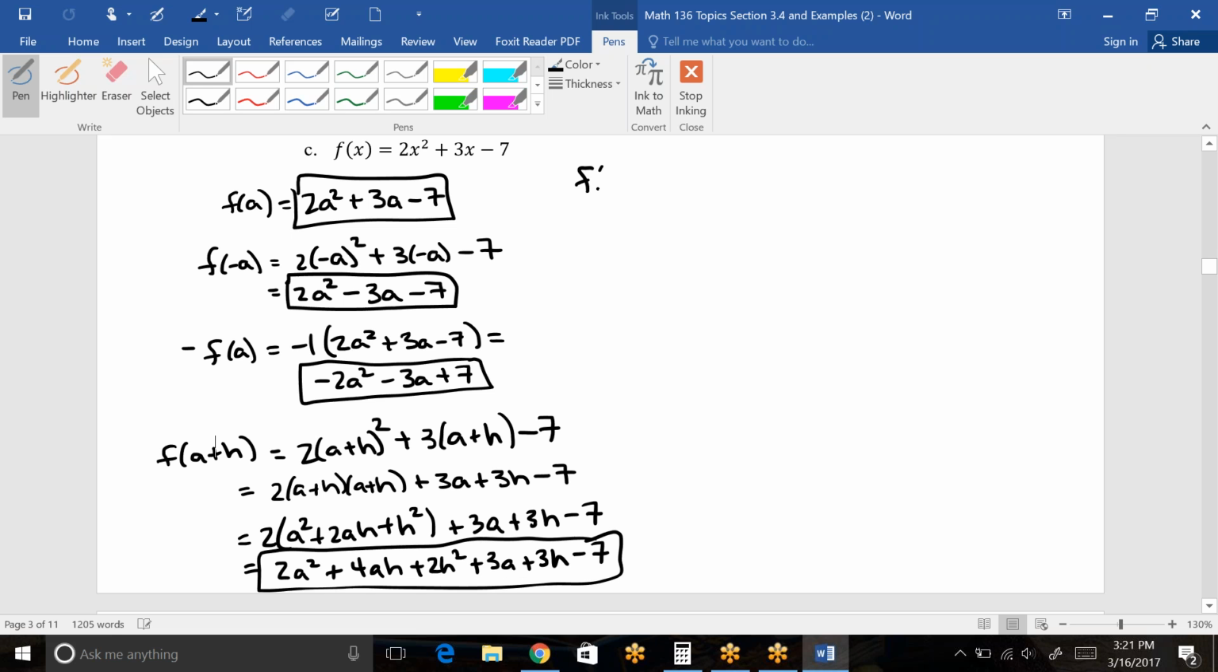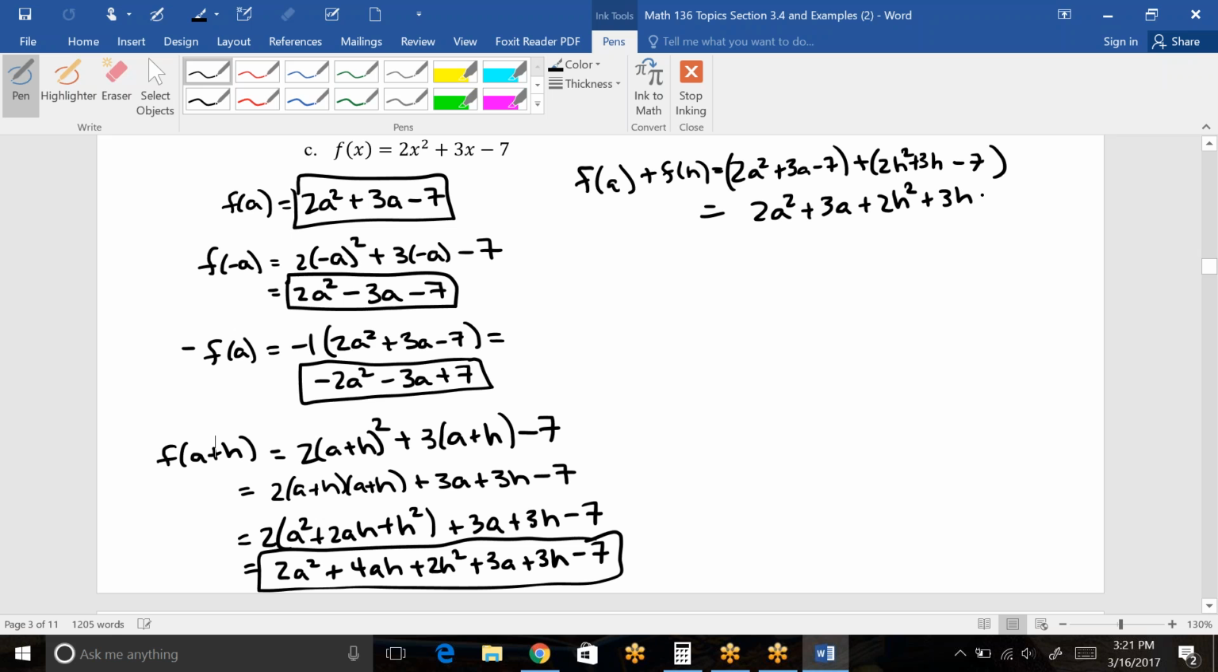Then we have f of a plus f of h, which is essentially just the first one plus one that's very identical to it but with h's. And then we look for like terms, which seems to be the only thing is the -7s. So 2a squared plus 3a plus 2h squared plus 3h minus 14.